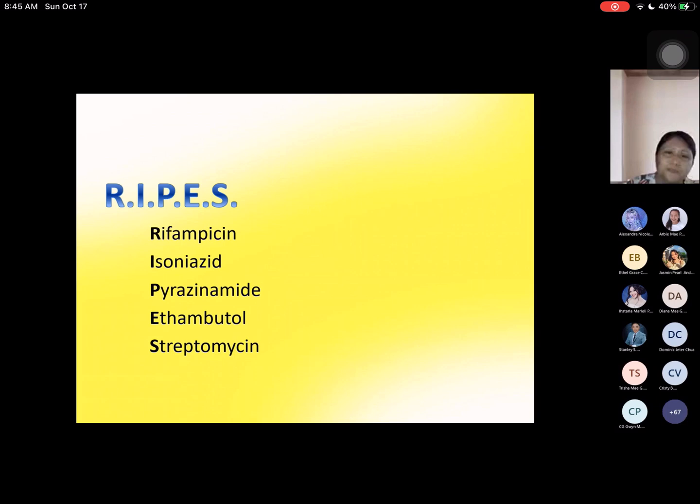We have the abbreviation for the treatment of TB. We have the RIPES. Rifampicin, so it needs to have the four or five drugs to treat TB.